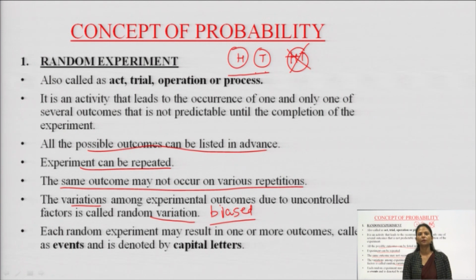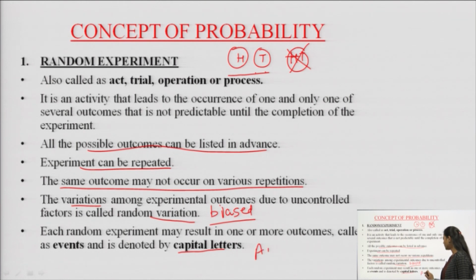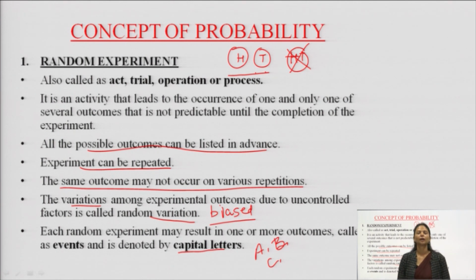Each random experiment may result in one or more outcomes, which is called an event and is denoted by a capital letter. We can use any capital letter, A, B, C, or any of our wish. So, a random experiment is basically looking at a situation and using that situation to find out the outcomes. As I told you, it could be an act, a trial, or a process in which you just want to see what the outcomes or results could be, and I can even repeat those.